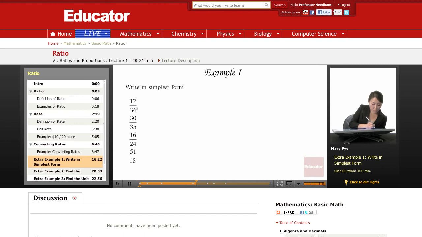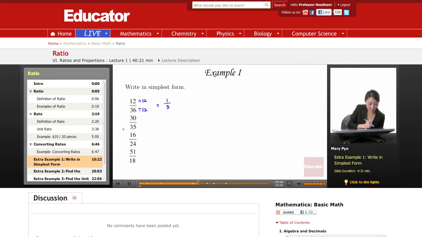Since I know that 12 is my biggest factor, I'm going to divide this by 12, and then divide this by 12. Whenever I simplify, I need to divide both the top number and the bottom number by the same number, the same factor. So this is 1 over 36 divided by 12, which is 3. This says the ratio of 12 to 36 is the same as 1 to 3. They are the same ratio. They're equivalent.